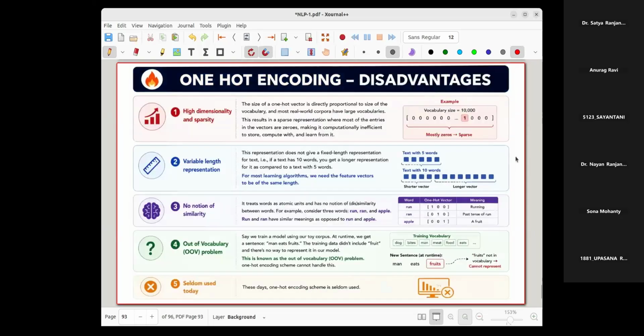So this is another problem. And that's why, due to these disadvantages, it is seldom used today. So generally we are not using it. Okay. So this is called one hot encoding.